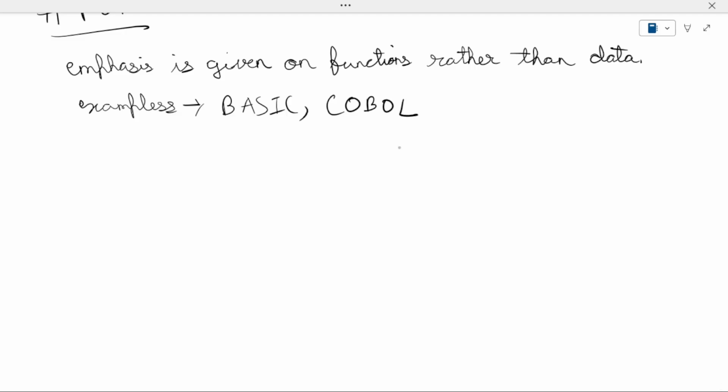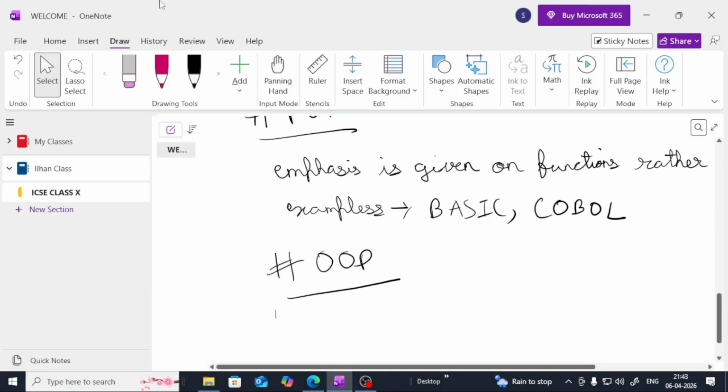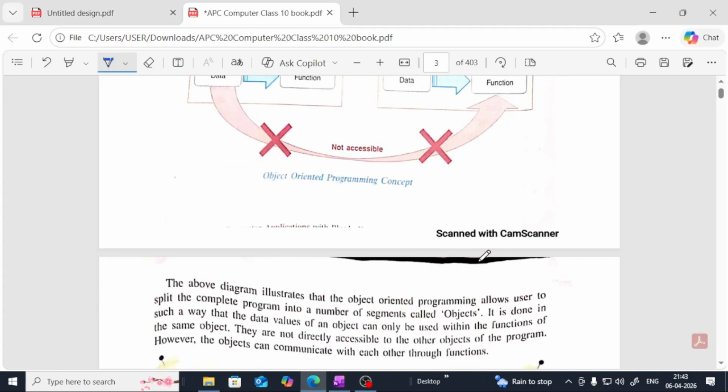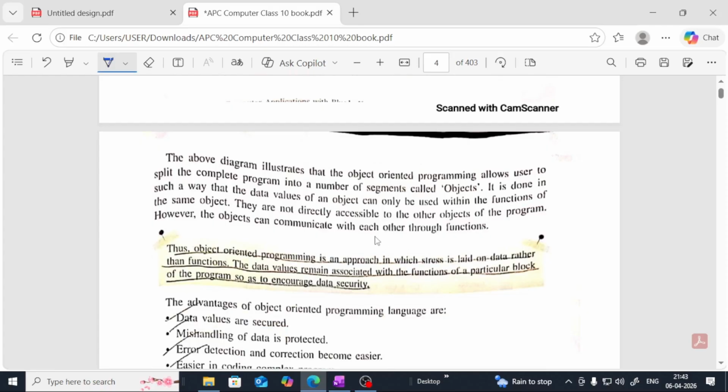So next up we have object oriented programming language, OOP. So let's do this. What is object oriented programming language? Object oriented programming language is an approach in which stress is laid on data rather than functions. The data values remain associated with the functions of a particular block of the program so as to encourage data security. Remember this definition, very important. Just go through this, remember this, memorize this.